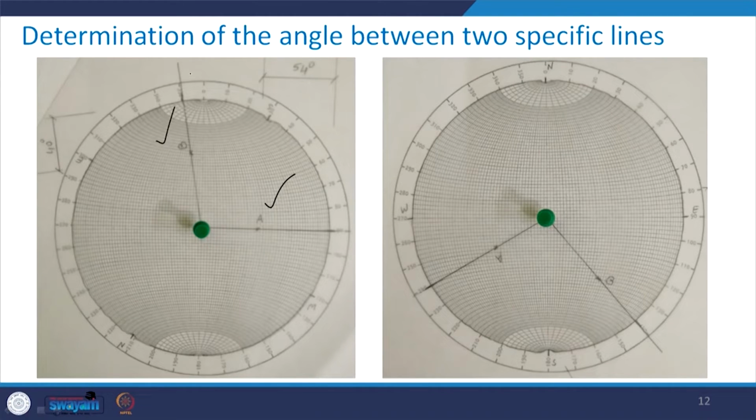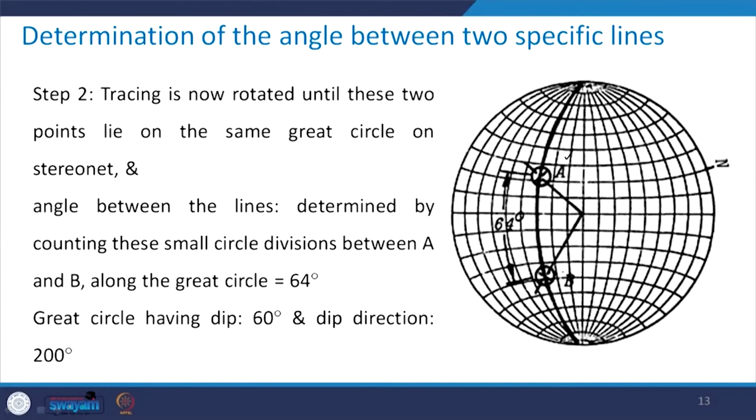These are representing the two lines. I rotate it back, that means coinciding north with the 0 degree, and accordingly south, east and west will be coinciding with the respective angles. This is how the plot is going to look like. So, these two lines I have represented with the help of the points A and B, which were having some trend and some plunge. Now, how to determine the angle between these two lines? We need to rotate the tracing sheet in such a manner that these 2 points A and B lie on the same great circle.